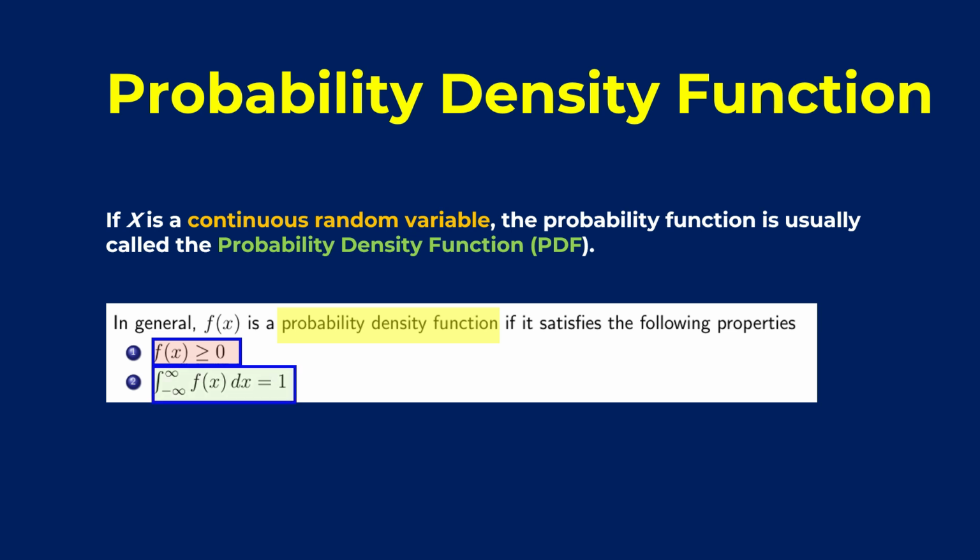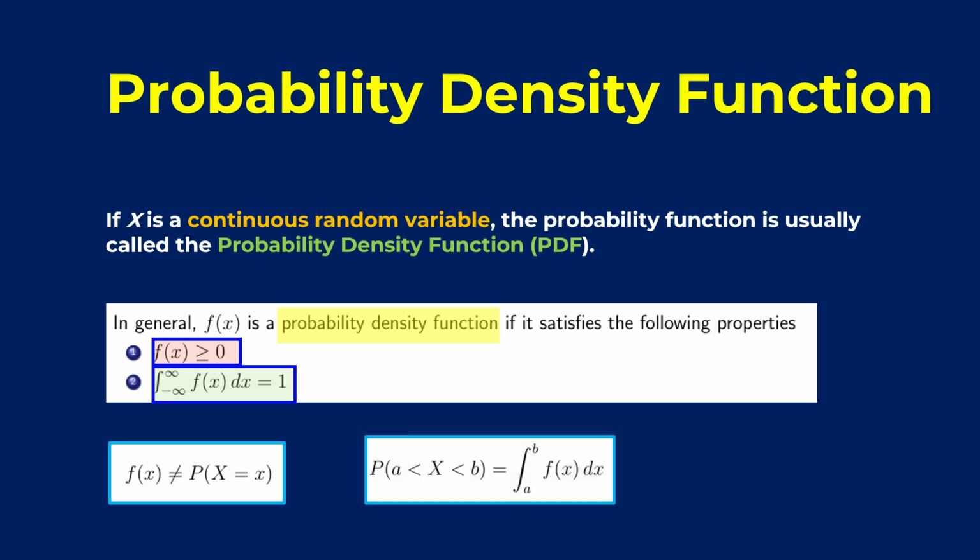Note that unlike the discrete case, the probability density function is not equal to the probability that the random variable equals x. As we can see from the properties, the probability that the random variable x takes on any one particular value is 0, whereas we can find the interval probability that x lies between two different values, say a and b.